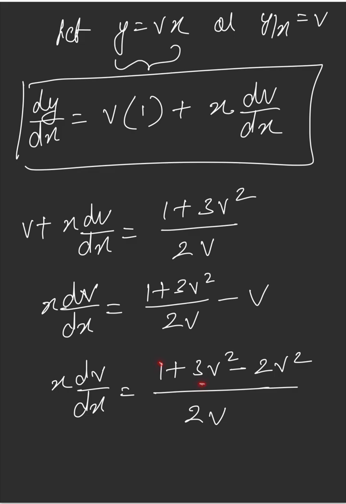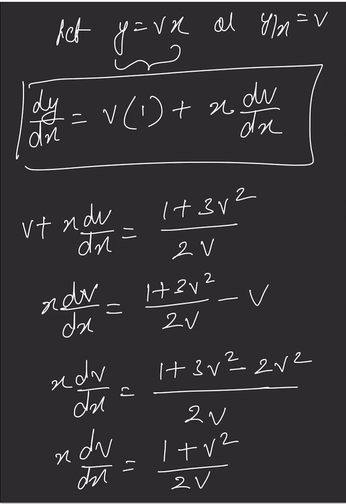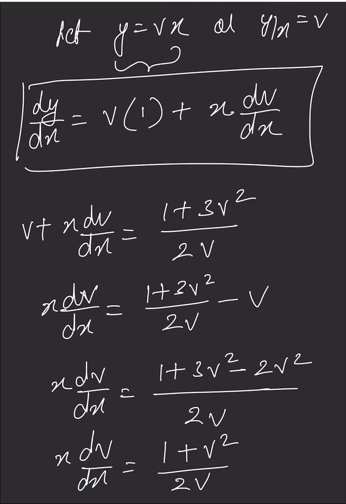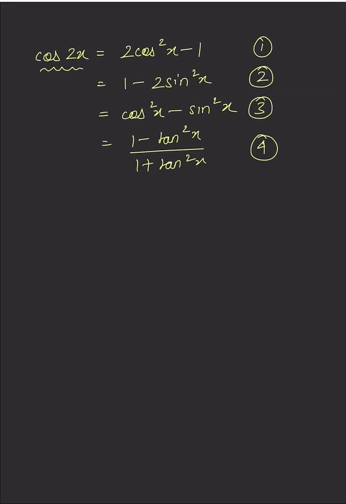So 1 plus 3v square. So this is like terms. 3v square minus 2v square will become x dv by dx equals 1 plus v square upon 2v. Now, dv is this side. So of course, v has to be cross multiplied to the left and right, and the x and dx will go here. So now what will we get? We will get 1.